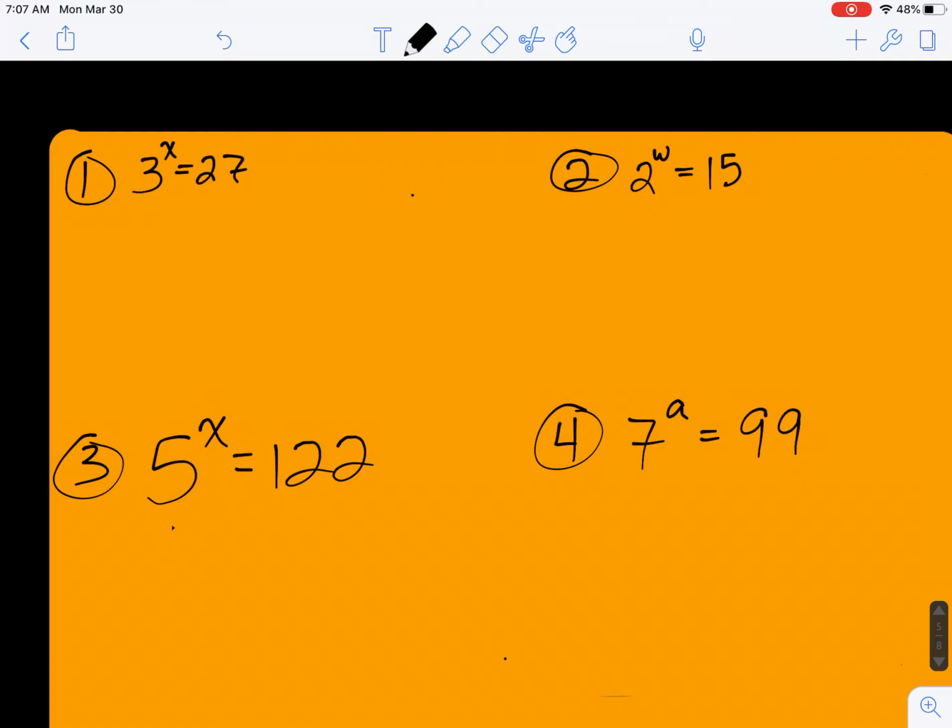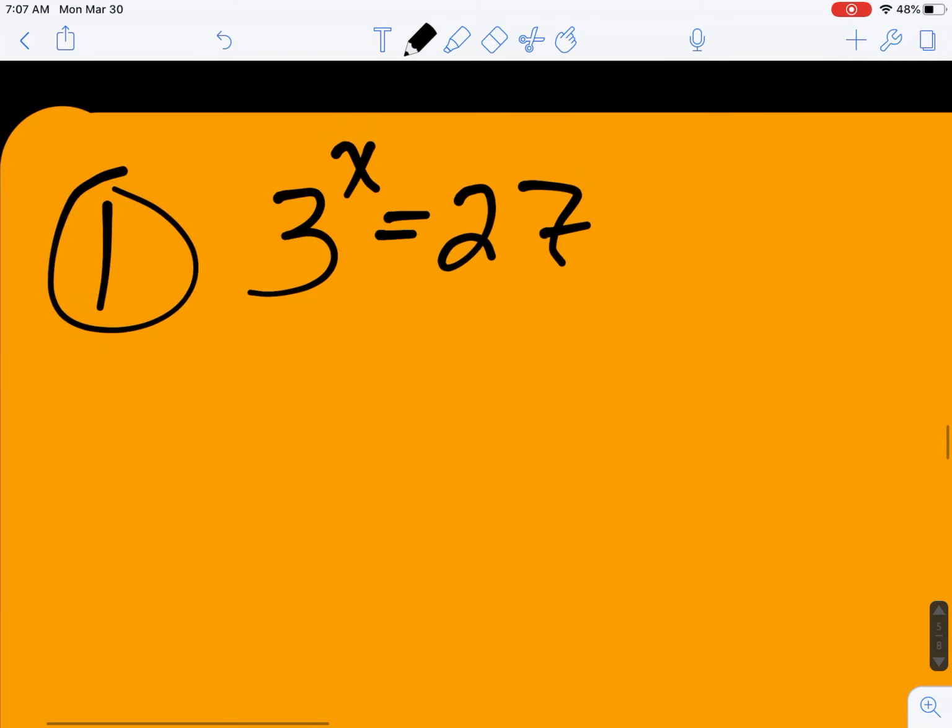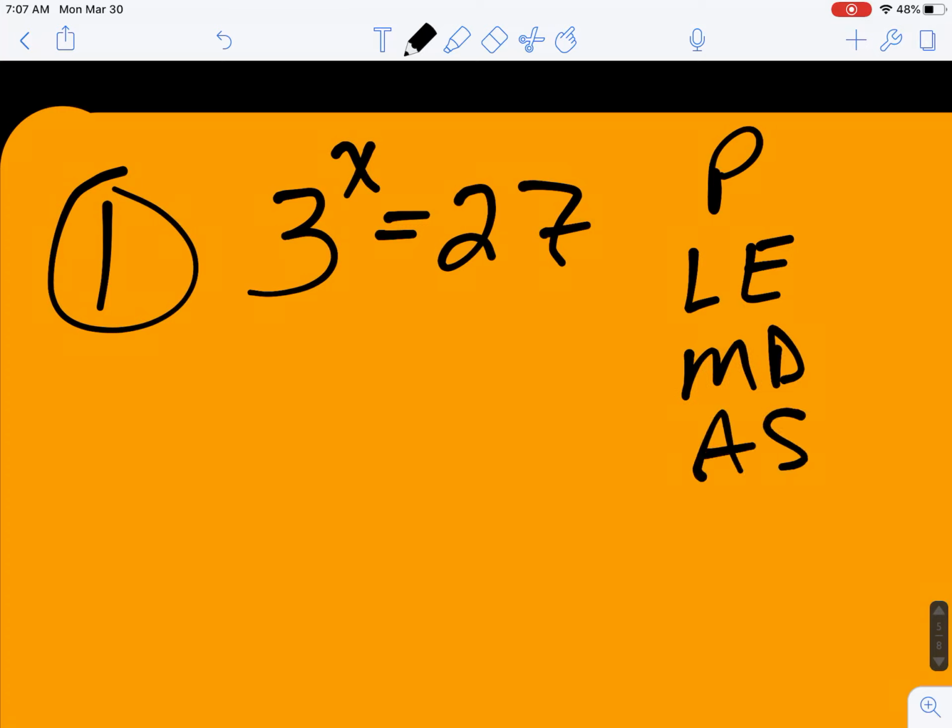Okay, in this video I'm going to show you guys how to solve for x or a variable that is an exponent. Now, you probably are familiar with PEMDAS, but I want you to think in terms of PLEMDAS. And the reason why I'm writing PLEMDAS is because the opposite of an exponent is a log. And so to get that exponent, or in this case the little x out of the exponential spot, we're going to log both sides. So let's look at the example here.